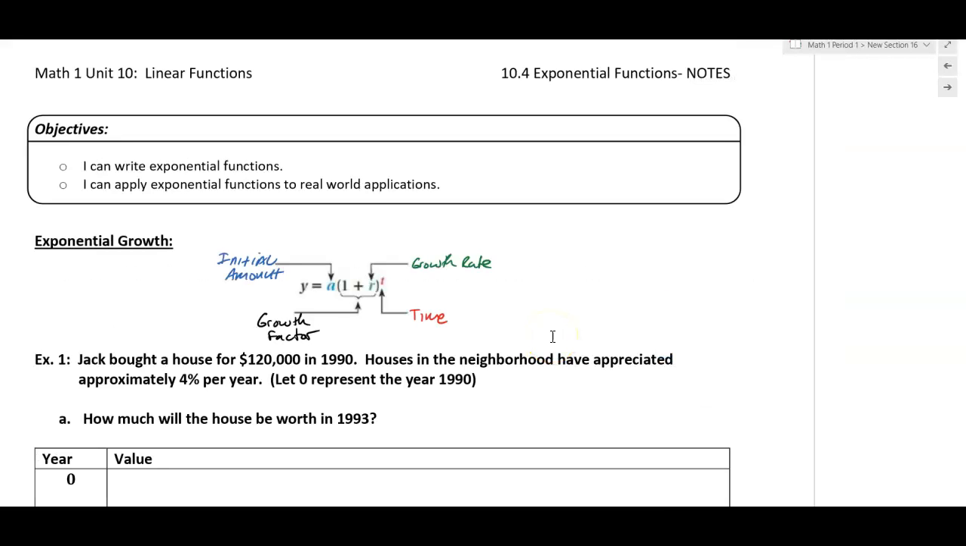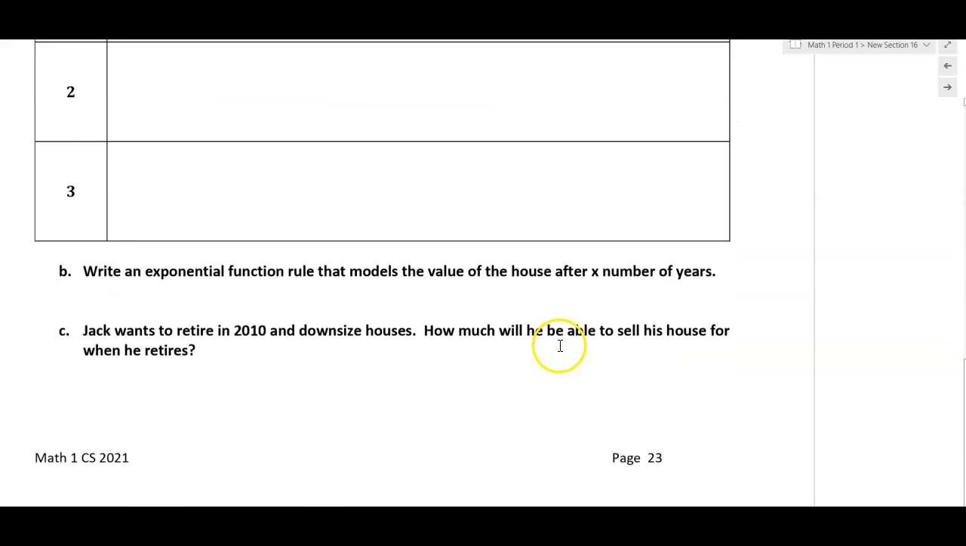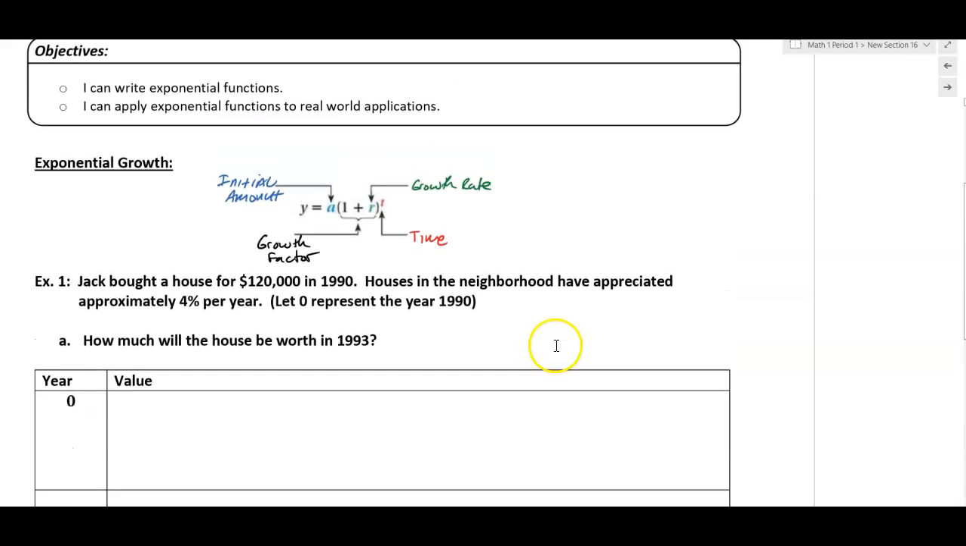Hello, Math 1. So today we're going to talk about the applications of exponential functions, right? We're going to break it down with two examples, and then we're going to jump to section 10.5 and do a couple more examples there. So where we're going to start is on page 23, okay?